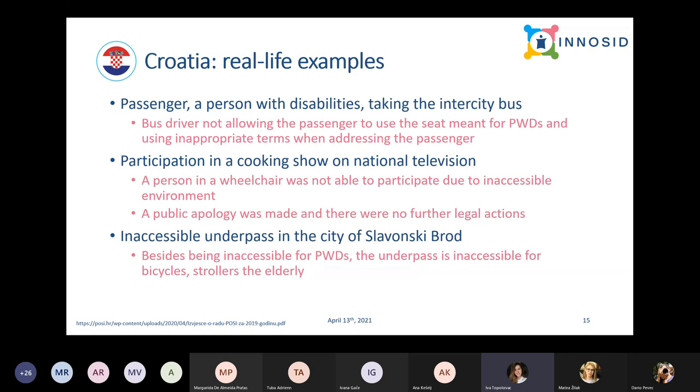The next example is the inaccessible underpass in the city of Slavonski Brod. This is a good example for design for all that Matea has mentioned, because besides being inaccessible for people with disabilities, the underpass was inaccessible for bicycles, strollers, and the elderly. This was resolved. Actually, this wasn't resolved yet. Maybe it has been in 2020, but I don't have that data available yet. However, when the report was written, the main constructor of the underpass had not yet made a statement or commented on the suit, so we don't know what actually happened here.